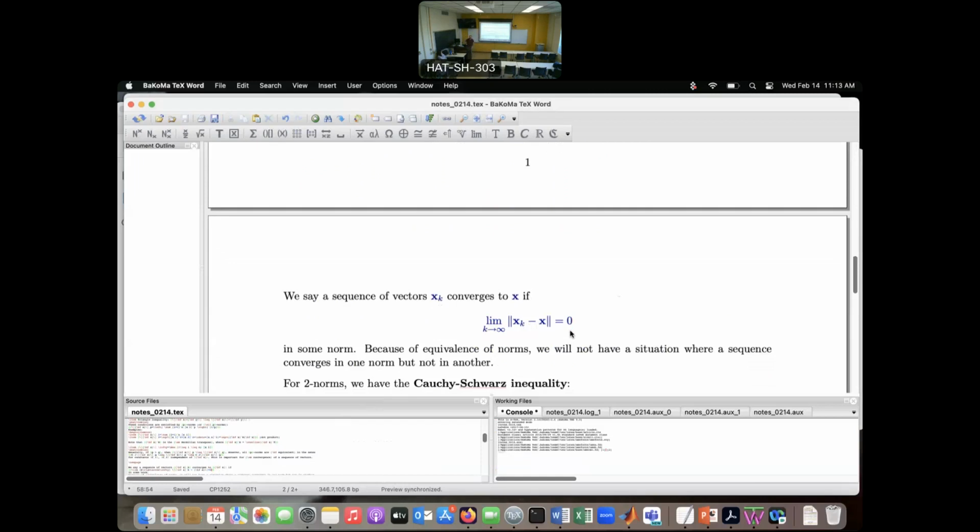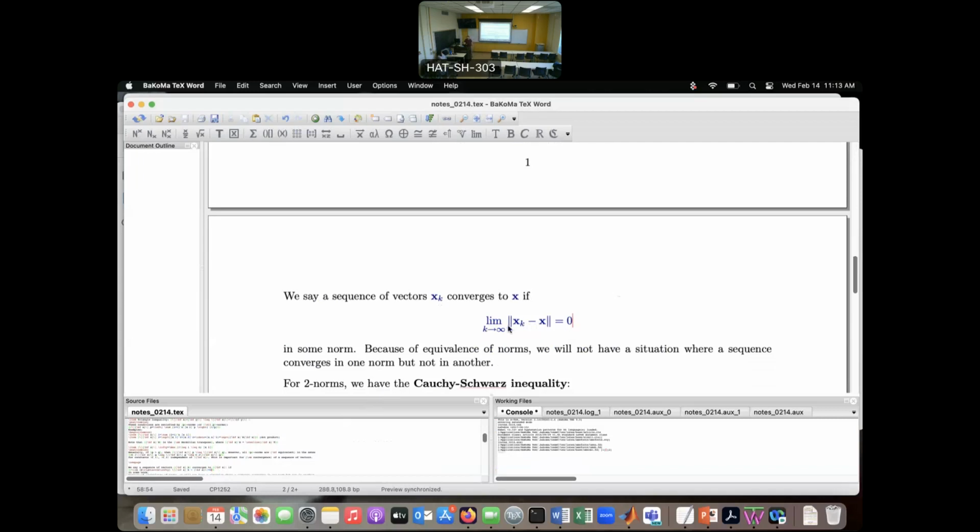So you don't have to worry about having a situation where by measuring in one, say the one norm, this sequence of vectors converges to some limit, and then you check the two norm, and it converges to a different limit, or maybe it doesn't converge at all. It's not going to happen. Like the rate at which it converges may be different, but the limit is the same regardless of the norm.